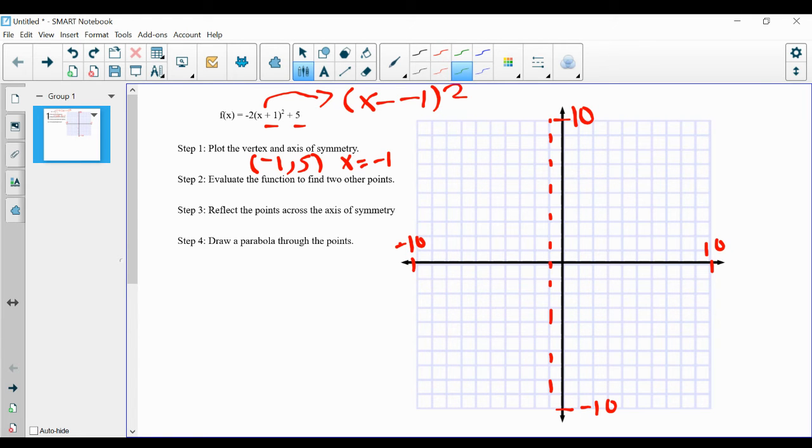Now I'm going to plot (negative 1, 5). So I go over negative 1, and I go up 1, 2, 3, 4, 5. So right over here is my vertex. Okay, I've done step 1.